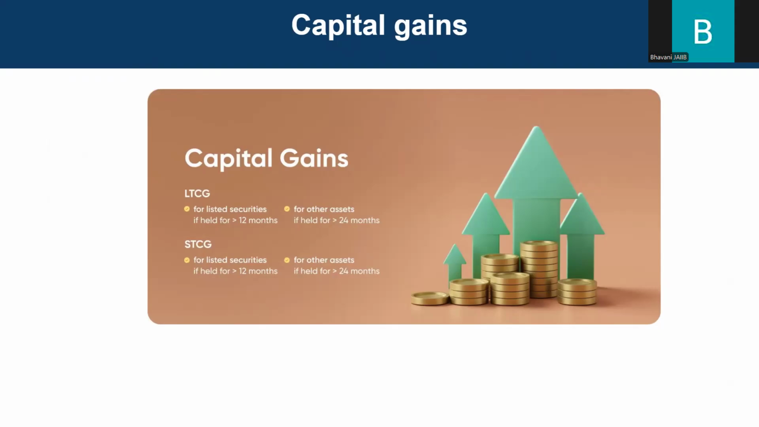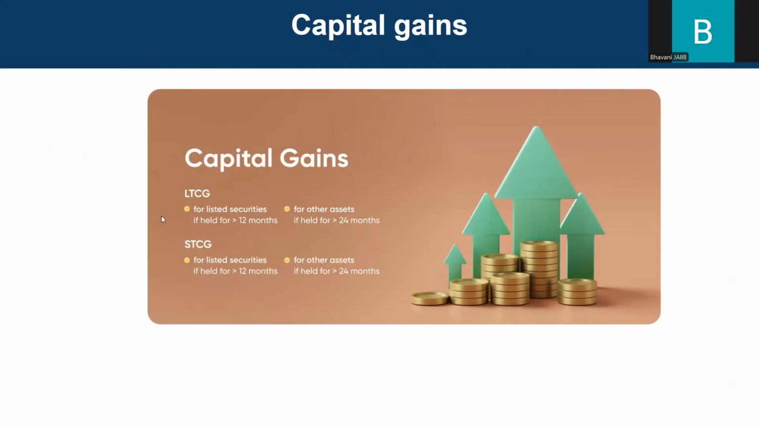So, what is capital gains tax? Capital gains tax is a tax you pay on the profit made when you sell a capital asset. Capital asset means land or building, shares or mutual funds, gold or jewelry. So all these things come under the capital asset. So you need to remember these things.